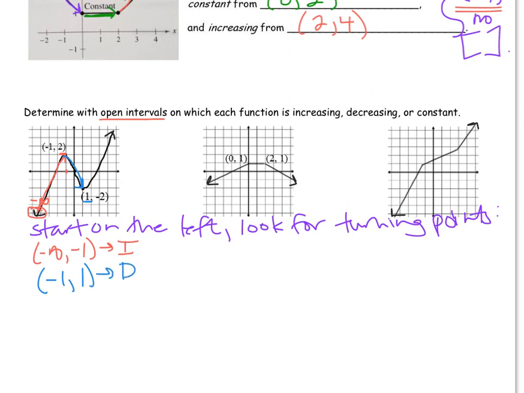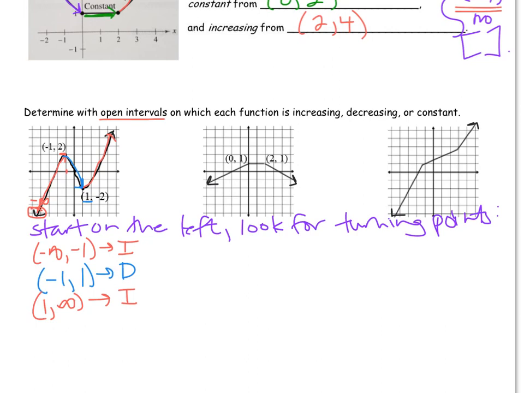And then at 1, that's another turning point. So now notice at 1, the graph goes back up again, and it goes back up forever and ever and ever. That means from 1 to positive infinity, since it keeps going on the x-axis, the graph is increasing again. So at no time was there a constant. It was just increasing, then it decreased, then it increased again. See if you can try the next example.